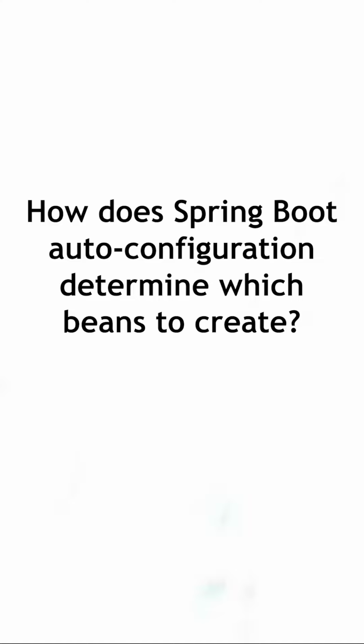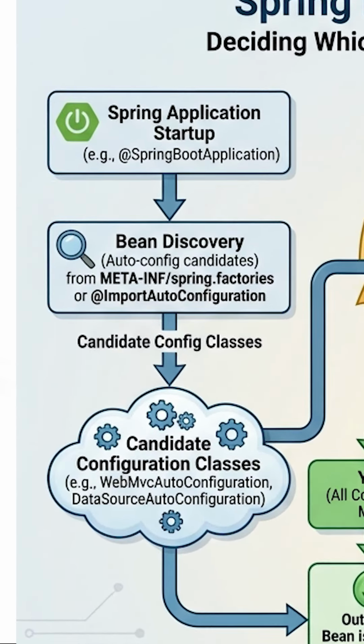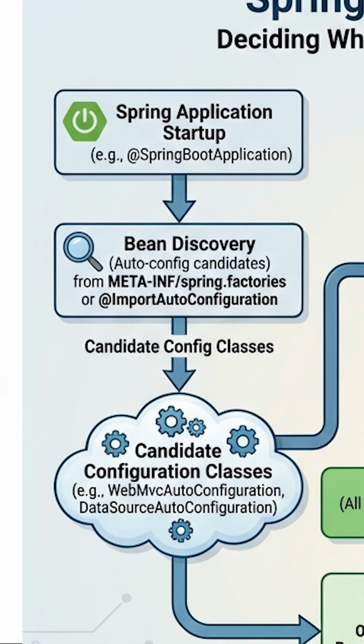How does Spring Boot auto-configuration determine which beans to create? Everything starts when the Spring application boots up, for example, from a @SpringBootApplication class.